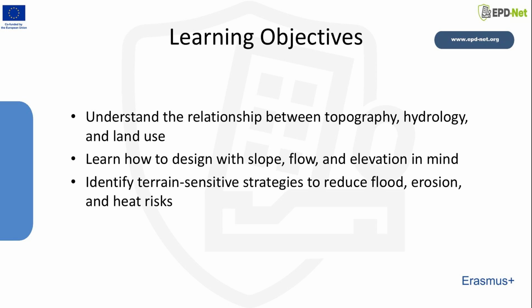The learning objectives of this lecture can be understood in three complementary parts. First, students are expected to understand the relationship between topography, hydrology, and land use. This means recognizing that landform is not only a visual or physical condition, but also a functional system that controls water flow, erosion patterns, infiltration potential, and ecological continuity.